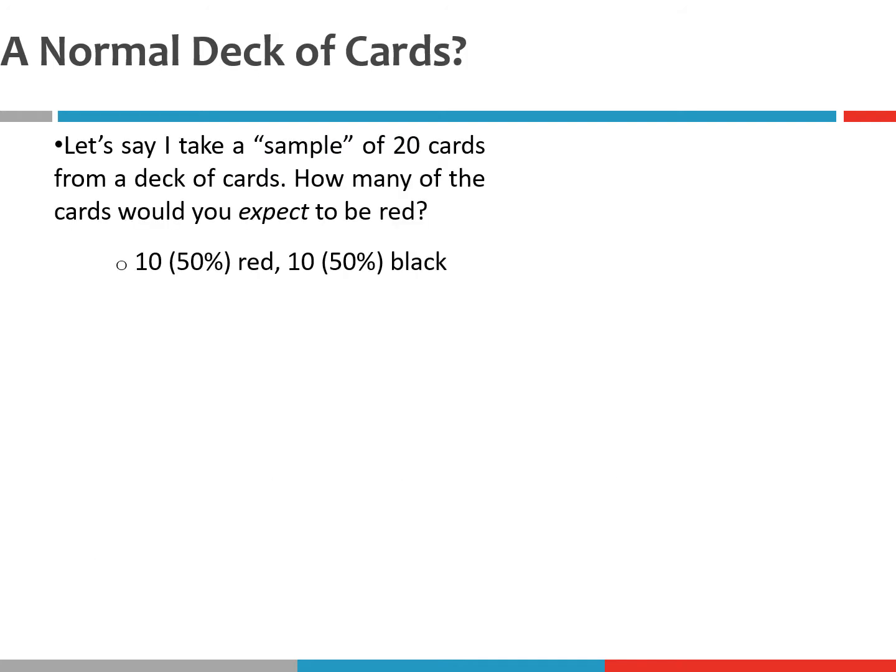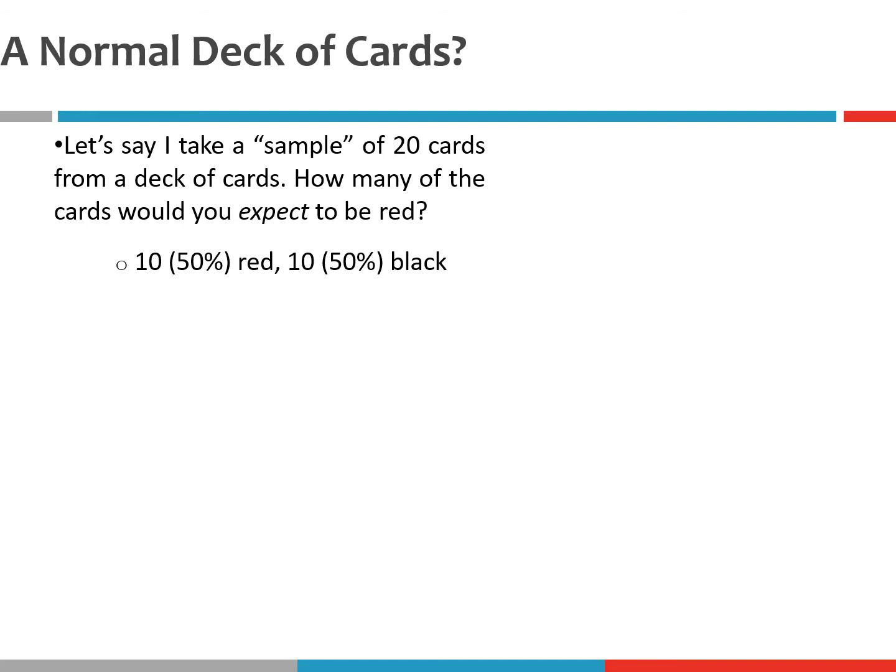Okay, so let's say I have a deck of cards, right? So a standard deck of cards has 52 cards in it, and I decide that I want to take a sample of 20 cards from my deck of 52 cards, right? So in this example, obviously the full deck of cards is meant to represent the population, and the sample are the 20 cards that I select at random. Okay, so let's say we're trying to figure out how many of the cards we would expect to be red.